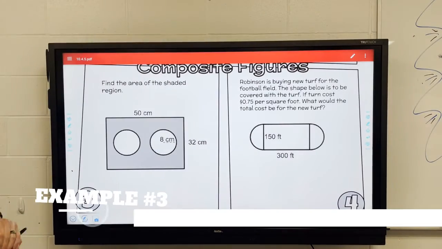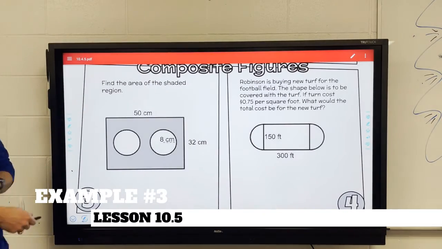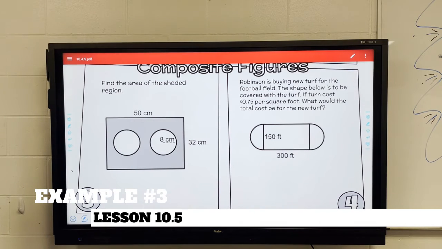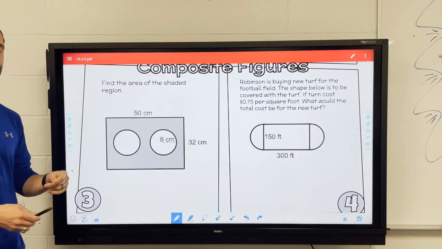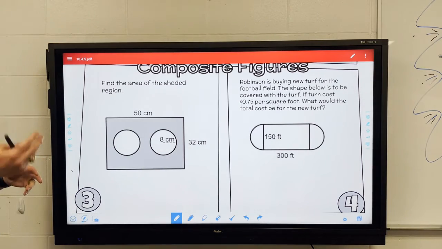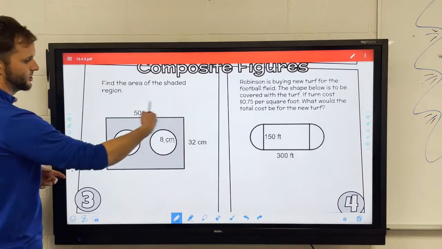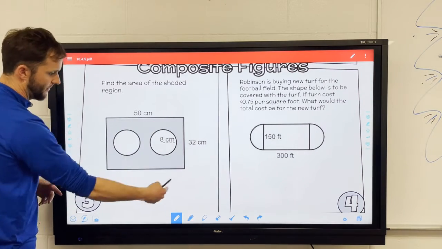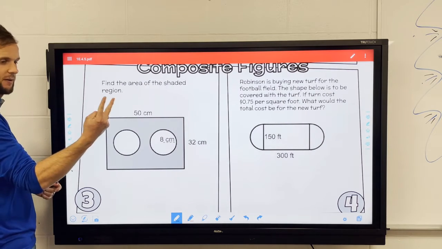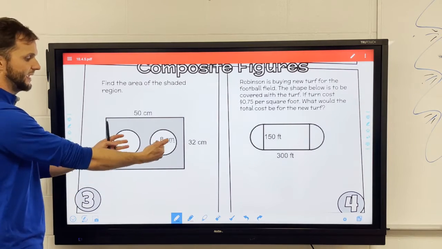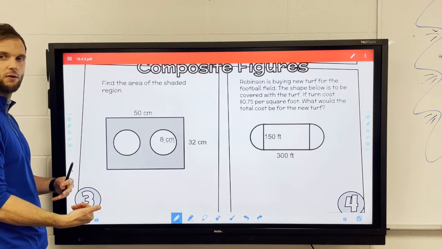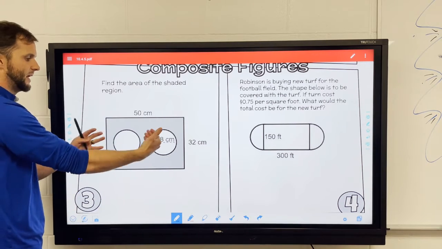All right, so let's look at example number 3. It says we need to find the area of the shaded region. So the way I like to think of this problem is not necessarily addition. I want y'all to think of like if you're cutting out a piece of paper. So if I'm finding the shaded region, I have a sheet of paper here, and think of it as if I'm taking a pair of scissors and I'm cutting out the 2 circles here. So I'm actually going to be taking those out to find the composite area here. So instead of adding those in, I'm taking them out.